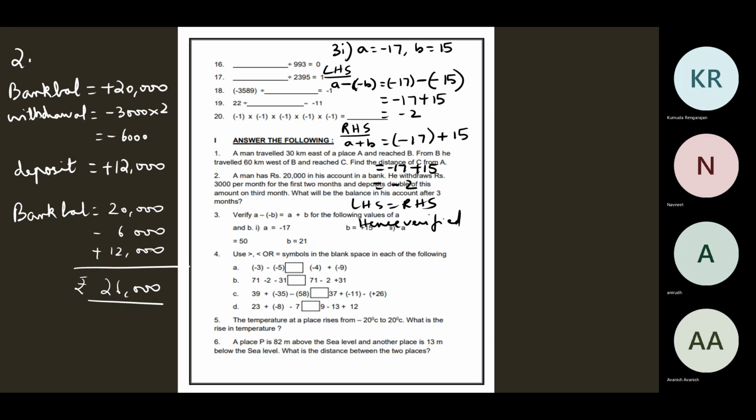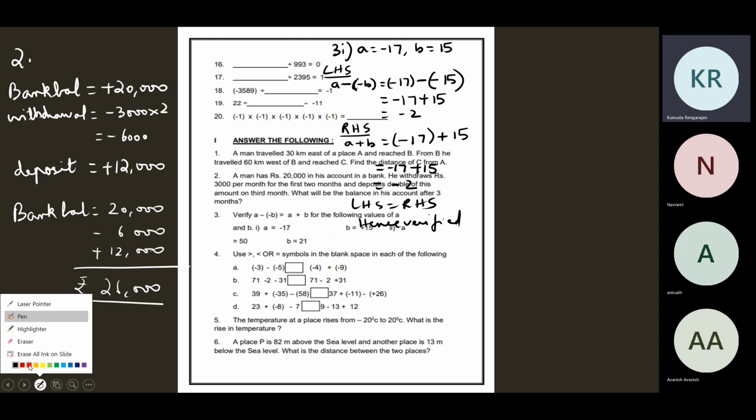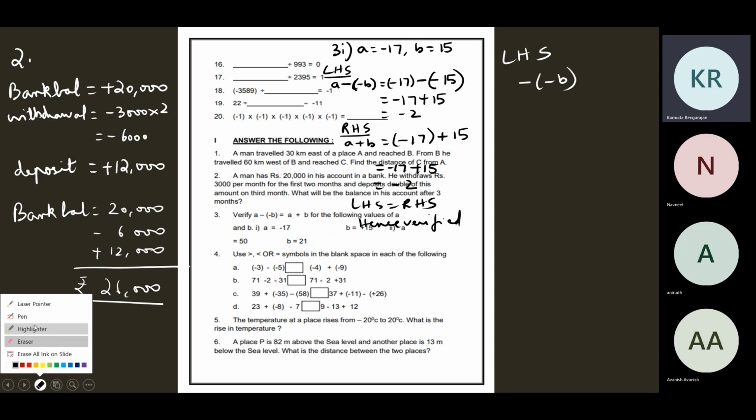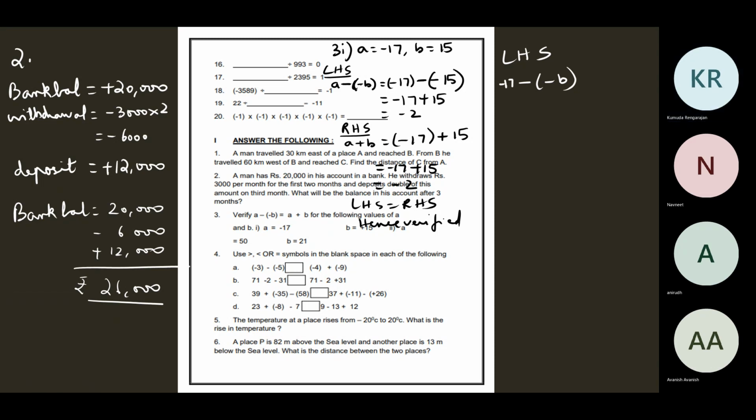Yes, Avnish? Ma'am, in the LHS, we have written minus 17 minus 15. How did it come, ma'am? Okay. So what is the LHS, Avnish? Can you see in the LHS, A minus of minus B? Is this the LHS? Yes, ma'am. Okay, now see. What is the value of A? Minus 17, ma'am. So see here, all of you look at the screen. I'm taking away A. And what is A? Minus 17. So I'm writing minus 17, okay?